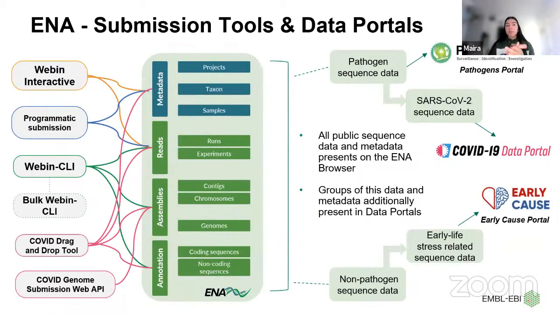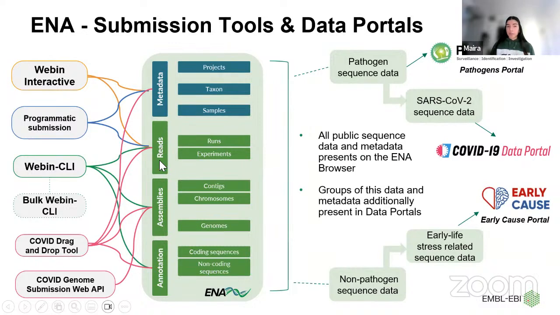Right. This slide just summarizes everything that I've said. You can see right here, these are our submission routes: the interactive route, the programmatic route, and Web and Cloud. And then you have your metadata objects, which are taken from the metadata model. You have your projects and your samples and your taxon that comes from your samples. These can be submitted programmatically or interactively.